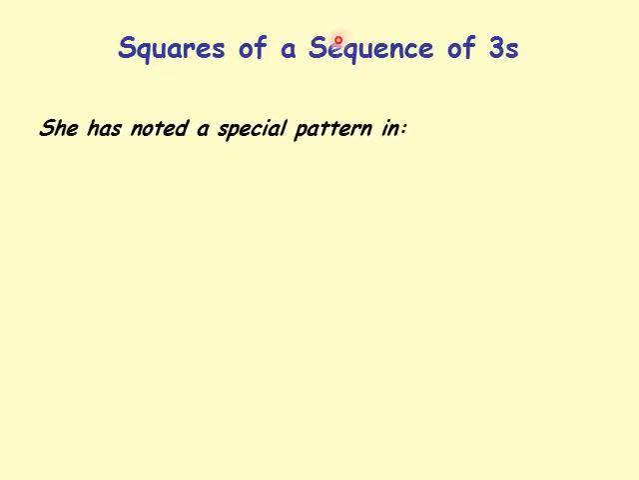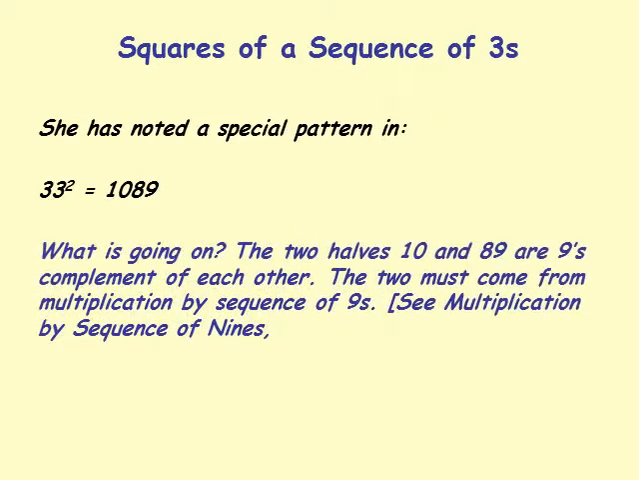Now, the square of a sequence of 3s. Kunta Devi has observed a special pattern in these squares. 33 squared is 1089, so the two parts are 10 and 89. What's going on here? The two halves, 10 and 89, are both 9's complements of each other. So 10 plus 89 is 99. 1 plus 8 is 9, 0 plus 9 is 9. First half is 10, second half is 89. The two are 9's complements.